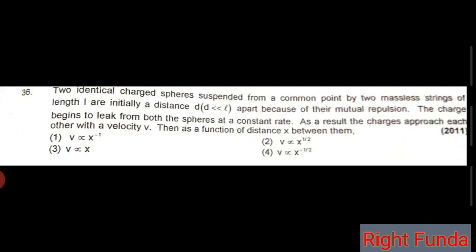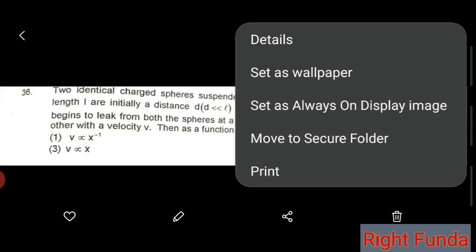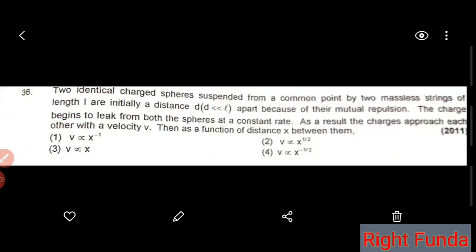Then, as a function of the distance x between them, it is asking to find out the velocity as a function of x. How the velocity will depend upon x, what power of x it will depend on, it is asking about that thing. What are the key points there?